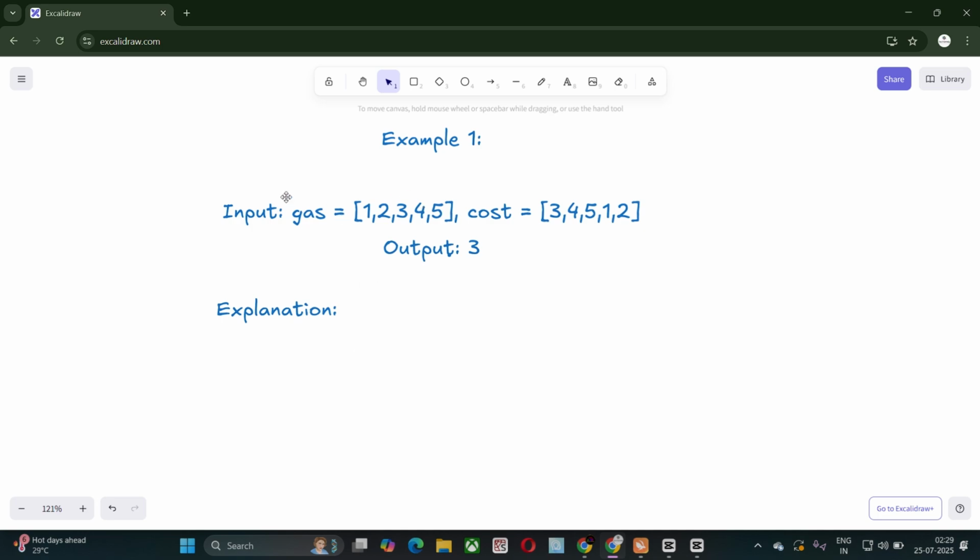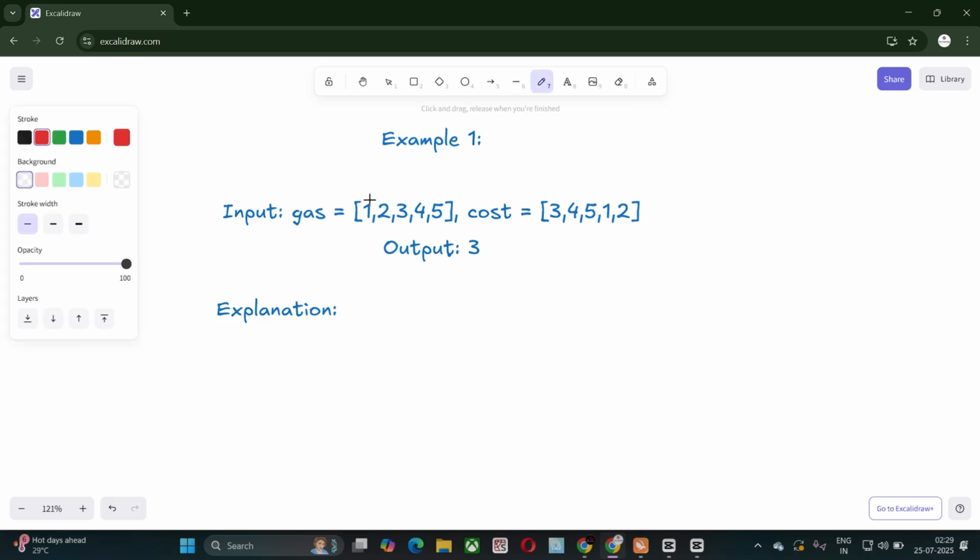So let's now discuss on our board the approach behind it. This is our input: gas 1 2 3 4 5, and the cost is 3 4 5 1 and 2, and the given output is 3. First, understanding the indexing, this is 0 1 2 3 and 4, and the same indexes for the cost, 0 1 2 3 and 4. So this is our indexing.